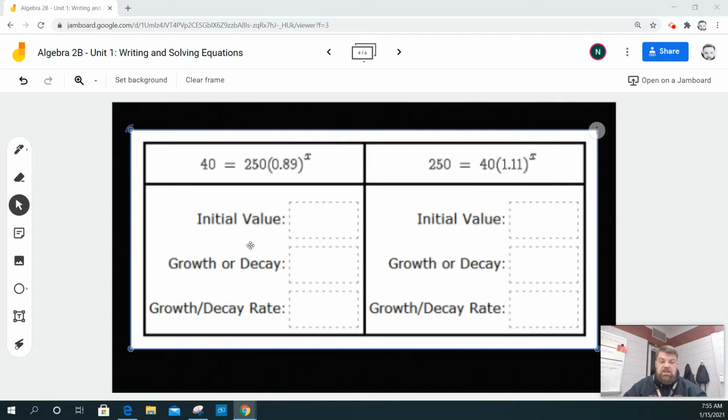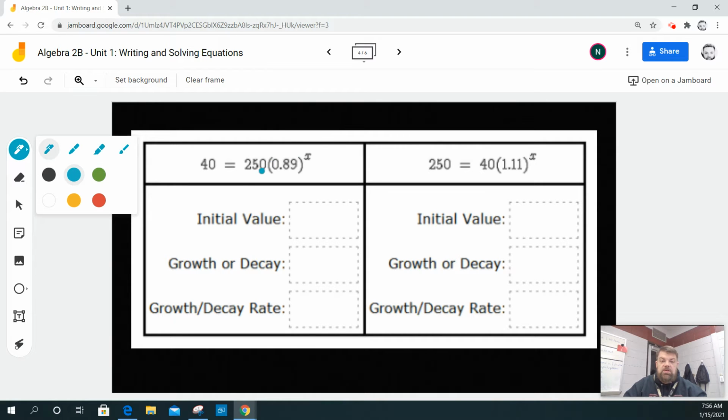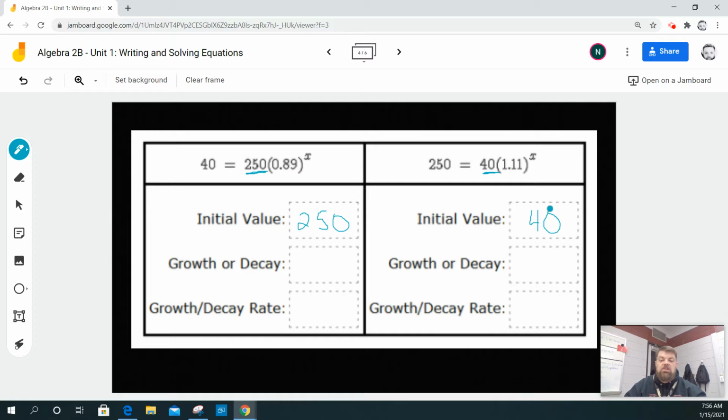So anyways, initial value is always this term here. So 250 is our initial value, okay? This is always, the 40 is the final value. Now on this one, the initial value is 40. So it's always the term before the parentheses. That's the initial value, that's the initial condition.